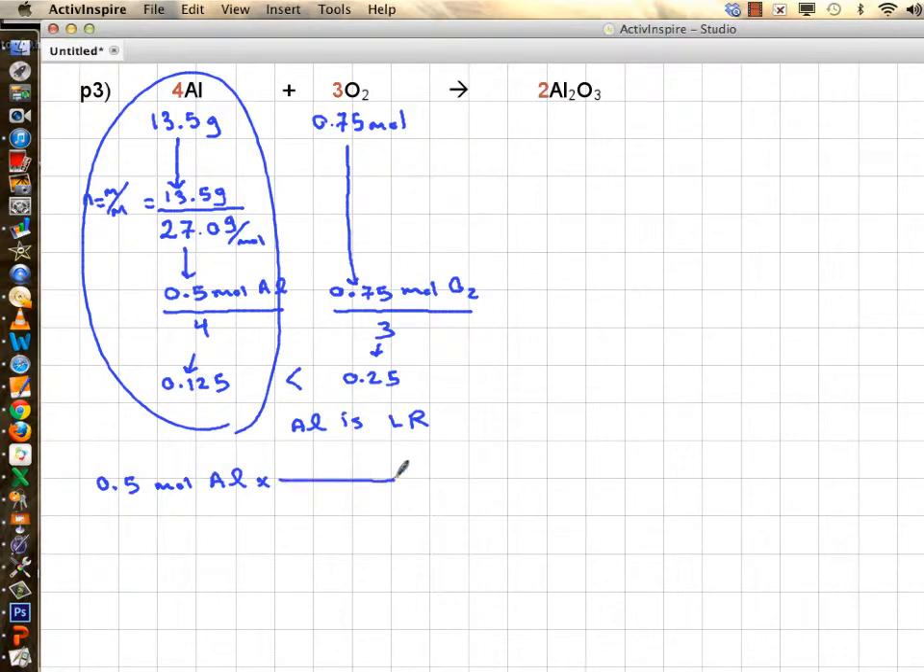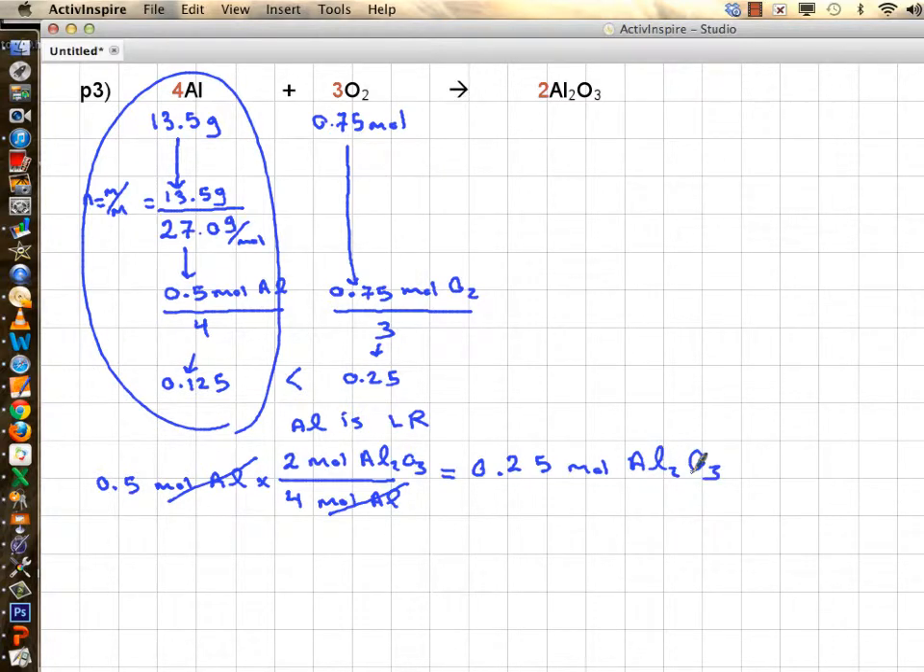Let's look at the proportionality. For every 4 moles of aluminum, you produce 2 moles of aluminum oxide. So 4 moles of aluminum intentionally in the denominator so they cancel each other out. In the numerator, I have 2 moles of product, Al2O3. This is 0.5 times 0.5. When you multiply, you get 0.25 moles of aluminum oxide.